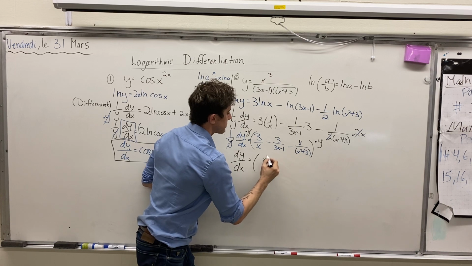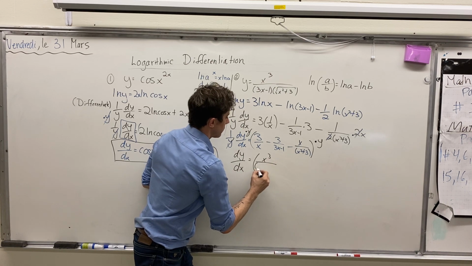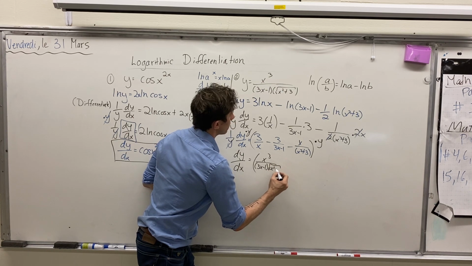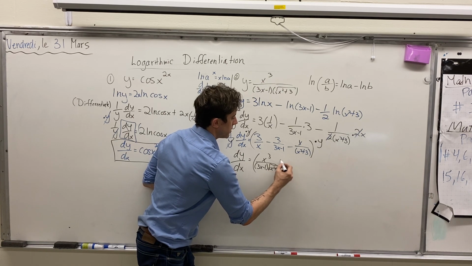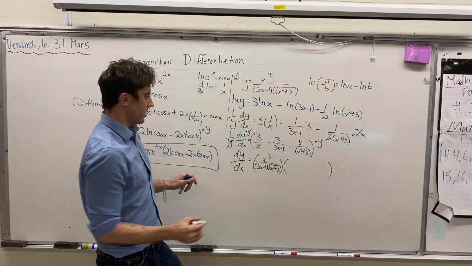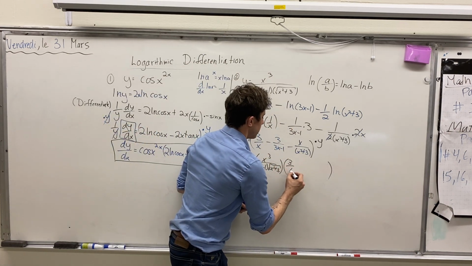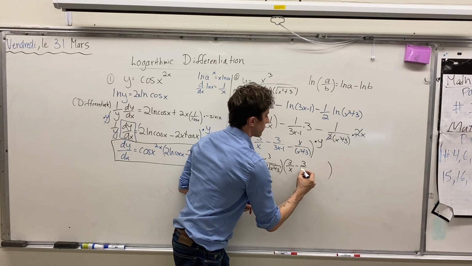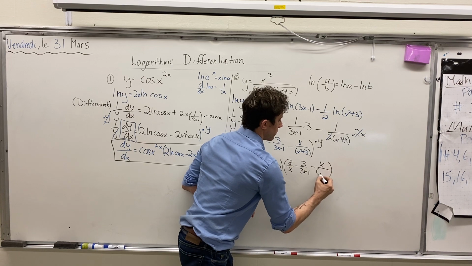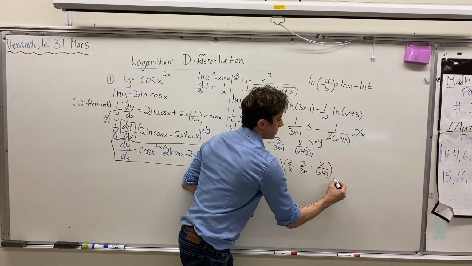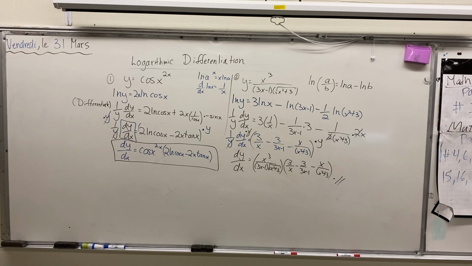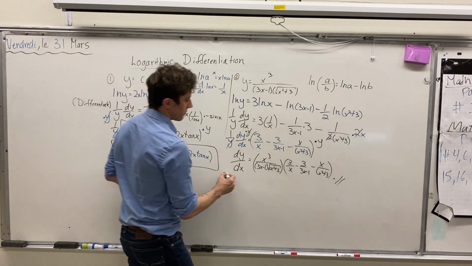So we'll have x cubed over 3x minus 1 times the square root of x squared plus 3 multiplied by all of this that we found through differentiating. So 3 over x minus 3 over 3x minus 1 minus x over x squared plus 3. And here is our derivative. And so that's our final result.